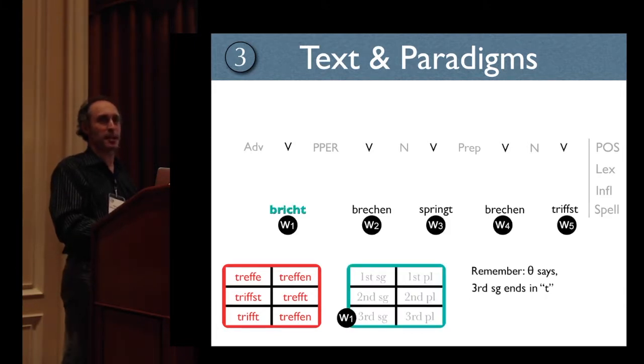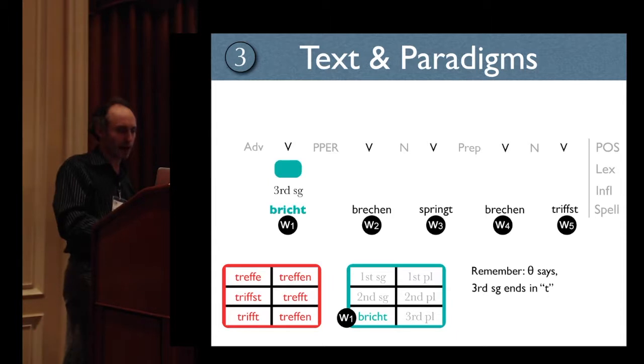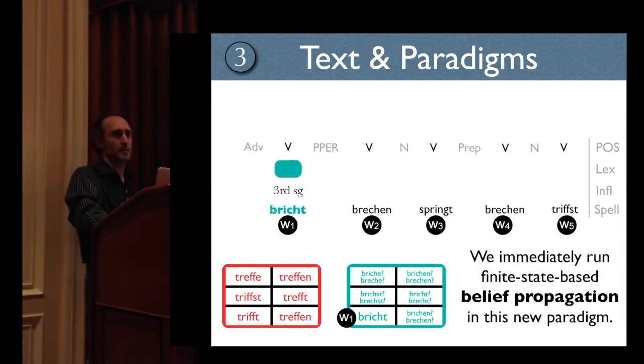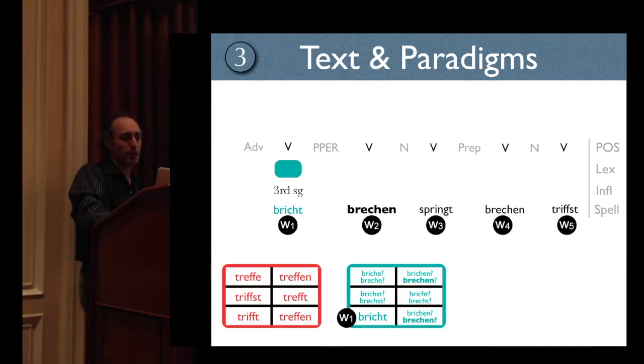So this is the place that it's most likely to be, because T is a good indicator of third person singular. Okay, so we put it there, and that immediately, through belief propagation, allows us to guess what the other forms of that paradigm might be. So when we see Breton, we know it probably goes in one of these two positions. We pick one randomly, first or third person plural, and we pop it in there.